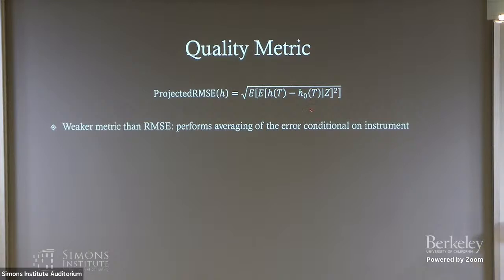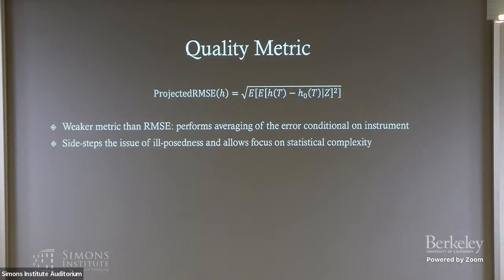So this is weaker than the mean squared error metric, which ideally you might want to use, the average squared prediction error. By simple Jensen's inequality, if you push this in, you get that the mean squared error is a larger quantity than the projected root mean squared error. So the fact that this is small doesn't really mean that the mean squared error is small.